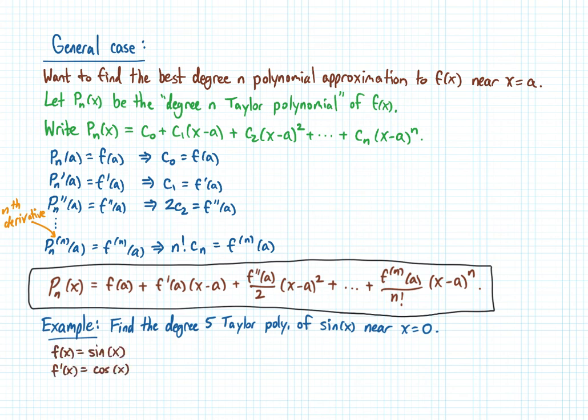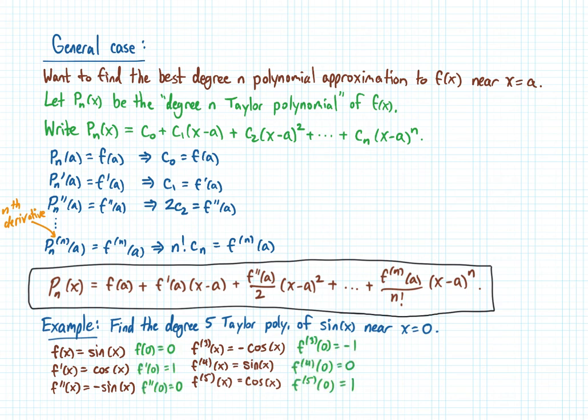So we set f of x to be sine of x, and then we start calculating derivatives. So f prime of x is cosine of x. And then we can continue to calculate the second, third, fourth, and fifth derivatives. And then the next thing we want to do is plug in x equals 0 into all of these. And of course we know that sine of 0 is 0 and cosine of 0 is 1, and so here's what we get. And now all we need to do is plug those numbers into the formula.